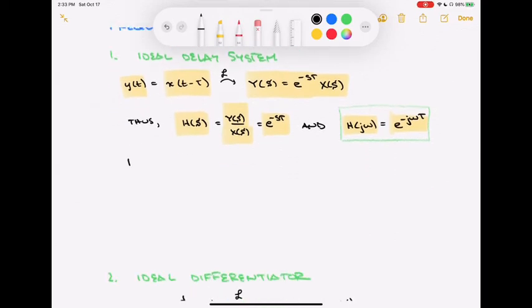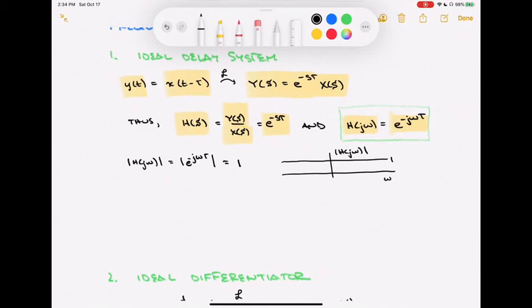So I'm going to look at the magnitude of H(j omega), which is the absolute value of e to the minus j omega T. Any complex exponential with a purely imaginary argument has magnitude 1. That's something we studied back in the background chapter. So this system has a magnitude response that's unity for all frequencies. That means the system passes all input frequencies with the same gain of 1, so they're unchanged in amplitude on the way to the output.